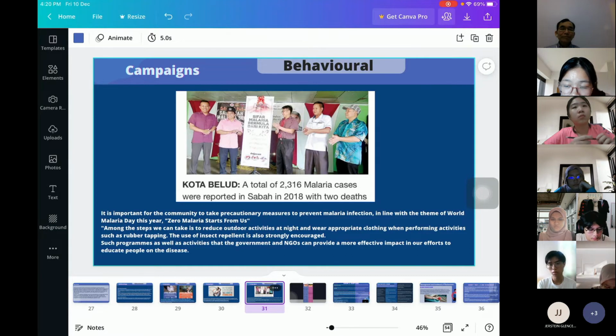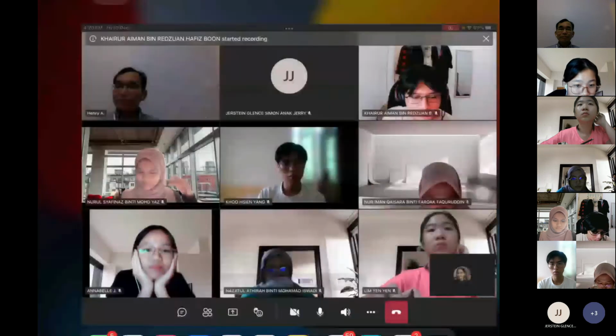It is important for the community to take precautionary measures to prevent malaria infection, in line with the theme of World Malaria Day. This campaign is named Sifar Malaria Bermula Dari Kita, which is Zero Malaria Starts From Us. These are the programs that the government and NGOs provide. It will give a more effective impact in our efforts to educate people on this disease. Thank you.